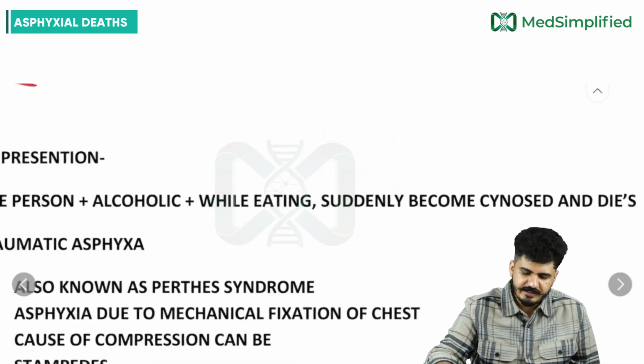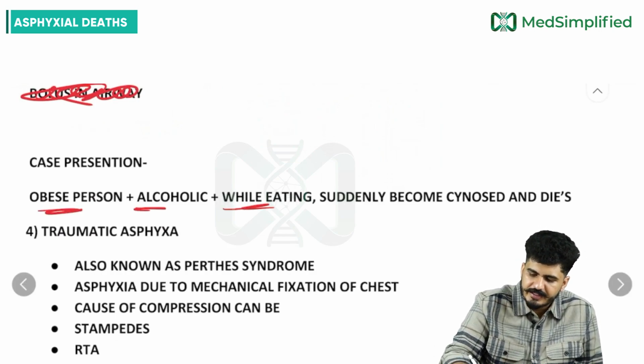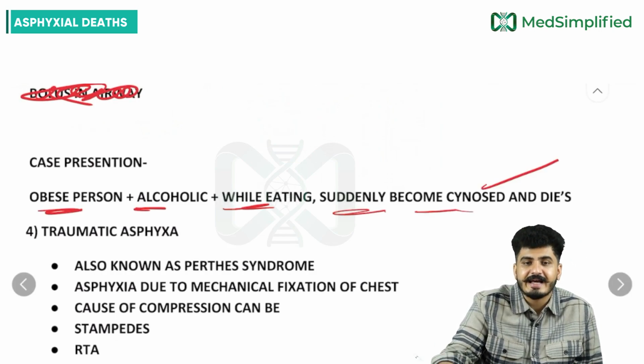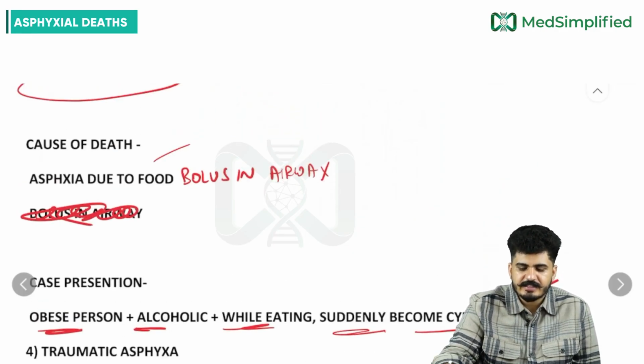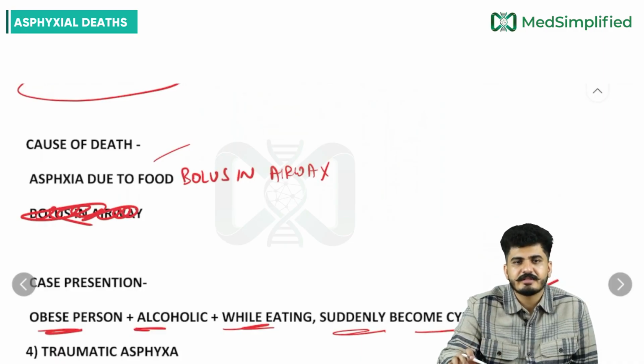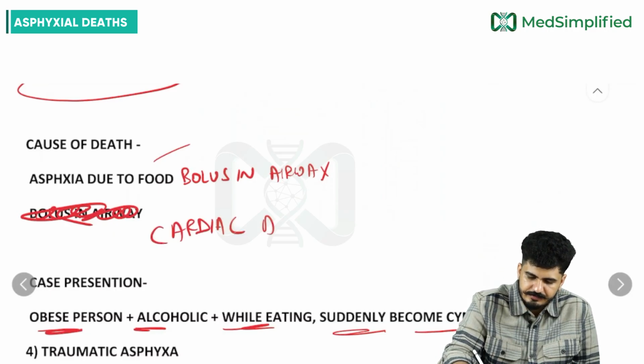Now, how will the case presentation be? You can write this, sir. An obese person plus alcoholic, while eating, suddenly becomes cyanosed and dies. So here the cause of death would be what, sir? Asphyxia due to food bolus in the airway, and there will be vagal inhibition. After vagal inhibition, there is cardiac arrest.